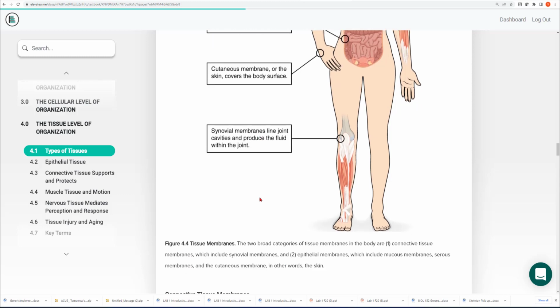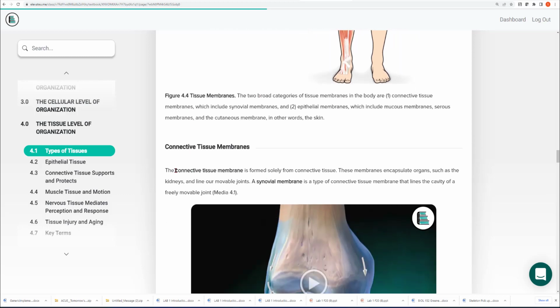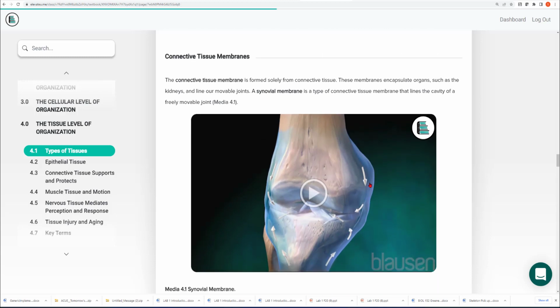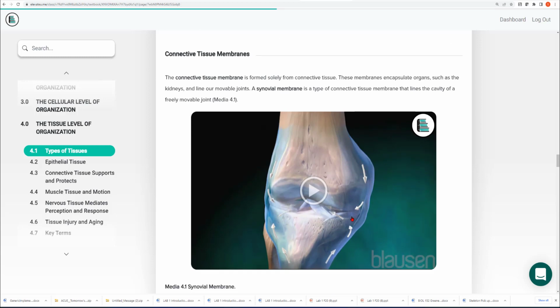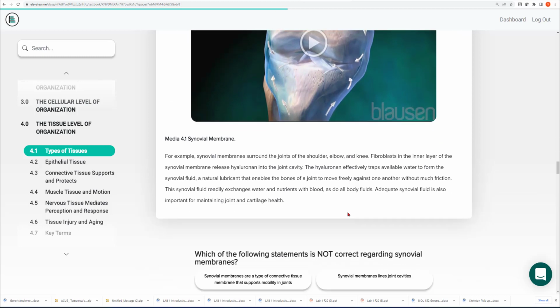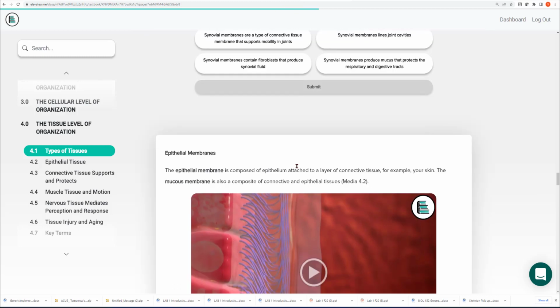So of these four membrane types, the connective tissue membrane is solely made up of connective tissue, and this is the synovial membrane. So the synovial membrane is 100% connective tissue. Again, it surrounds your joint structures, as is shown here in this video for the knee, and it allows fluid to circulate around that joint structure. That helps to maintain the health of the joint, and helps to maintain lubrication as well. So that's the connective tissue membrane.